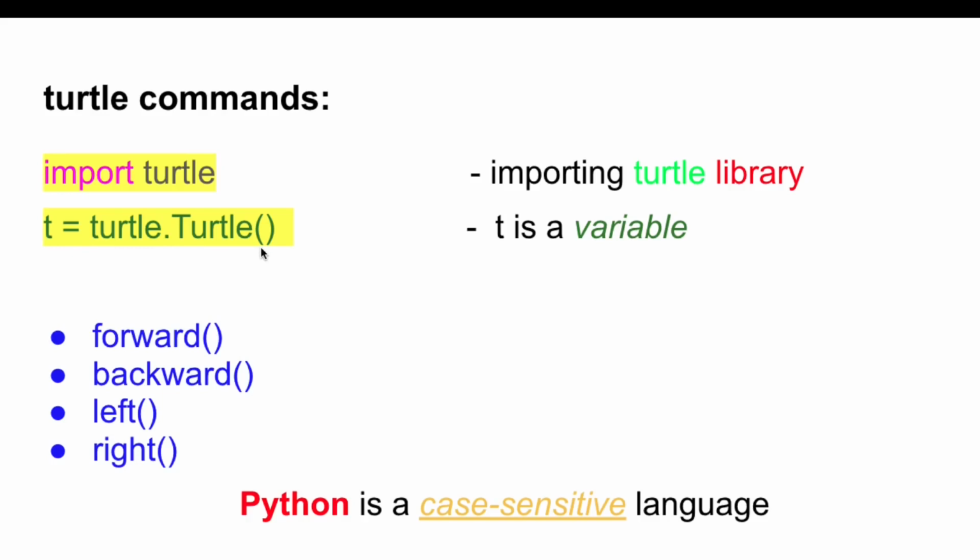The second thing you have to type is t equals turtle dot capital T, turtle, and then start parentheses and end parentheses. T is a variable, and don't worry about variables right now because we'll learn them in the next episode. If we want to move the turtle on the screen, we have to use these commands. The first command is forward, then backward, then left, then right.